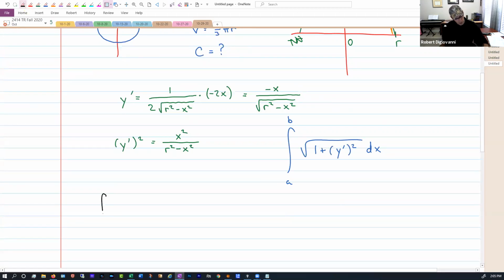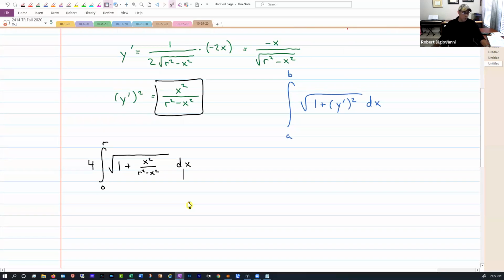So we are going to go integral where to where? 0 to r. Let's go ahead and throw the 4 out here in front right now, because that'll be our total circumference, right? Just put it out there now. Then I have the square root of 1 plus this thing that we just found, x squared over r squared minus x squared, dx.